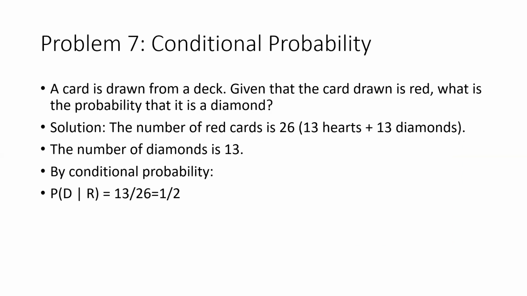A card is drawn from a deck. Given that the card drawn is red, what is the probability that it is a diamond? The number of red cards is 26. The number of diamonds is 13. There are 13 diamonds among the 26 red cards. So the probability of it being a diamond, given that it is red, is 13 out of 26, which is equal to 1 by 2.